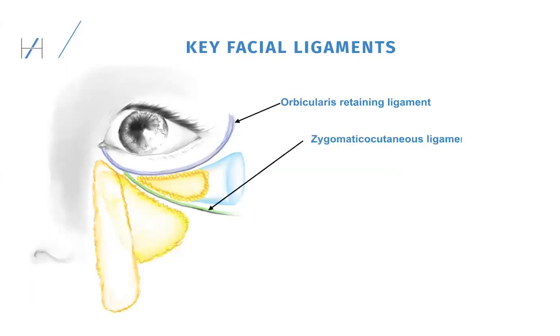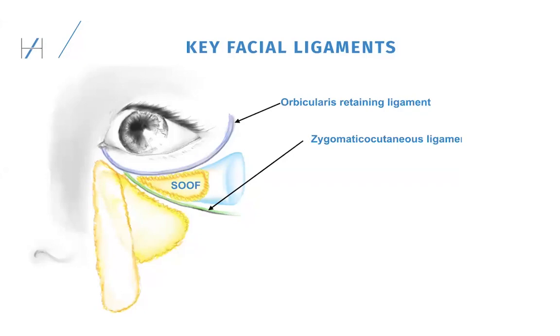We've got the zygomatico-cutaneous ligament, which is this one that comes across. And this is the one that a lot of my patients come to me with and say, look, this is the indentation across my cheek. I've noticed it's extended from my eye and now almost breaks my cheek into 2 separate compartments. So this is a really important one, your zygomatico-cutaneous.